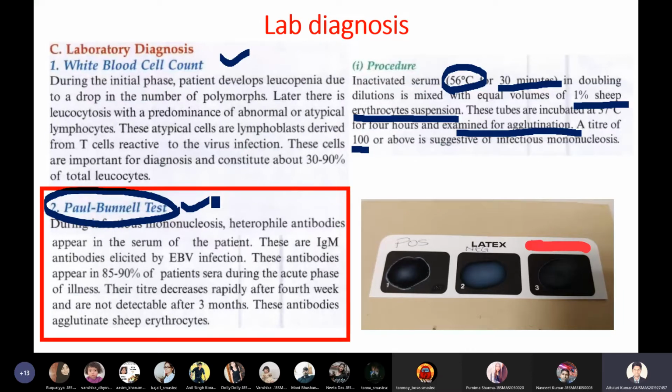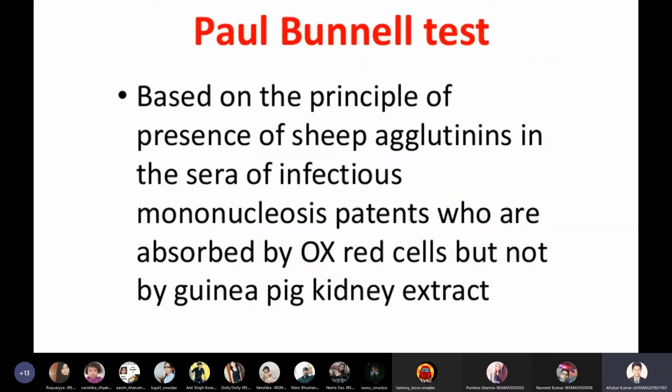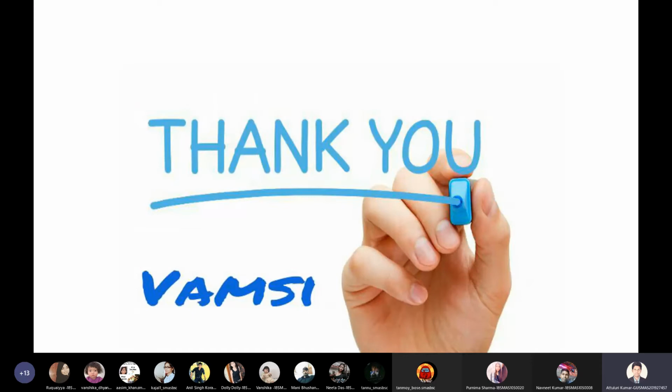Then we subject sheep red blood cells to this serum at dilutions. Agglutination at a titer above 100 indicates a positive result for infectious mononucleosis, the disease caused by the Epstein-Barr virus. So this particular test is called the Paul-Bunnell test. So this is all about the Epstein-Barr virus.